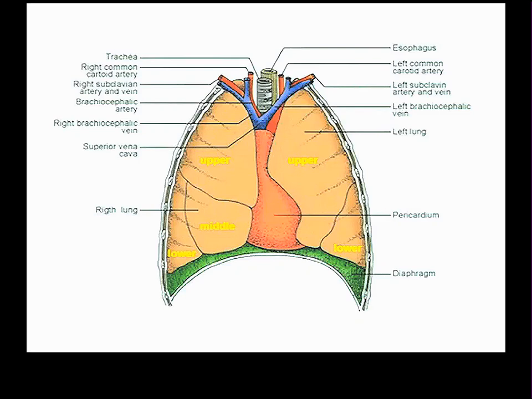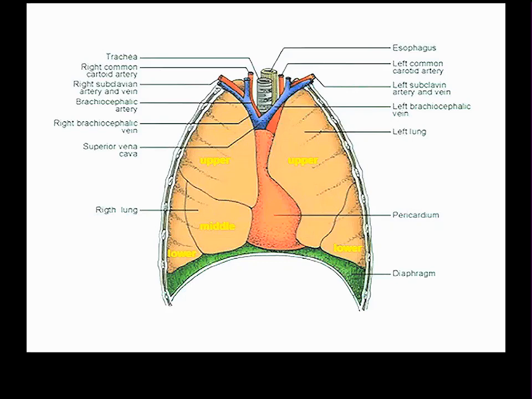But these are the lungs sitting in a drawing of the lungs sitting in place in the chest. The right lung has an upper lobe and a middle lobe and a lower lobe. And the left lung has an upper lobe only, in the sense that there is no middle lobe on the left side, has only an upper and a lower.